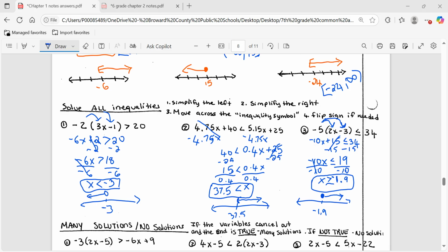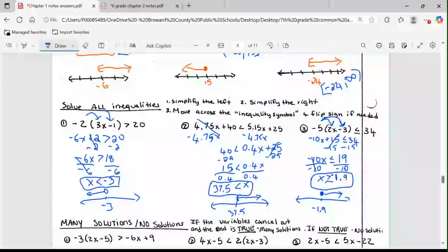All right, now that you've tried it, number 2, you should have gotten that x is greater than 37.5. On your number line, 37.5, you can have an open circle or a parentheses, arrow to the right. Number 3, make sure you distribute, simplify the left, then simplify the right, move across the equal sign.